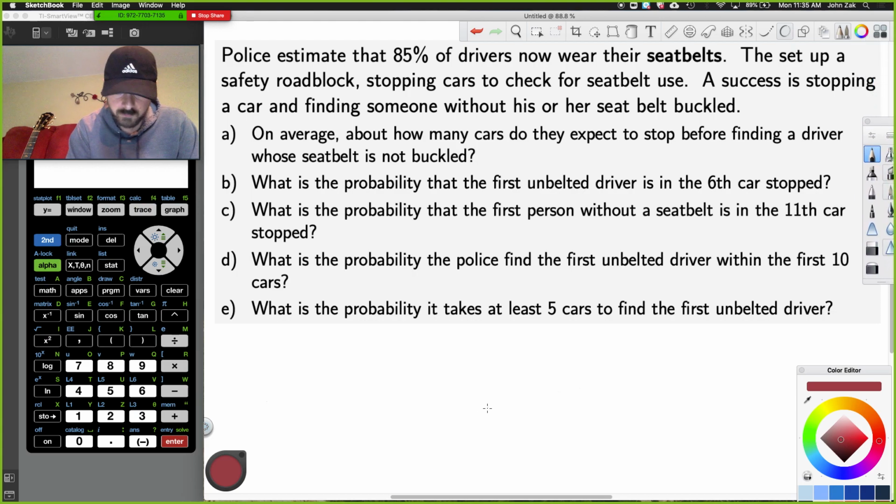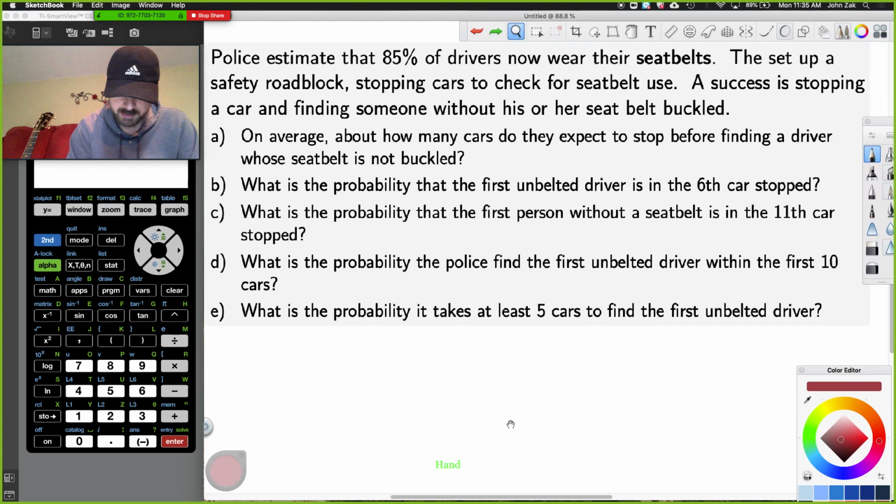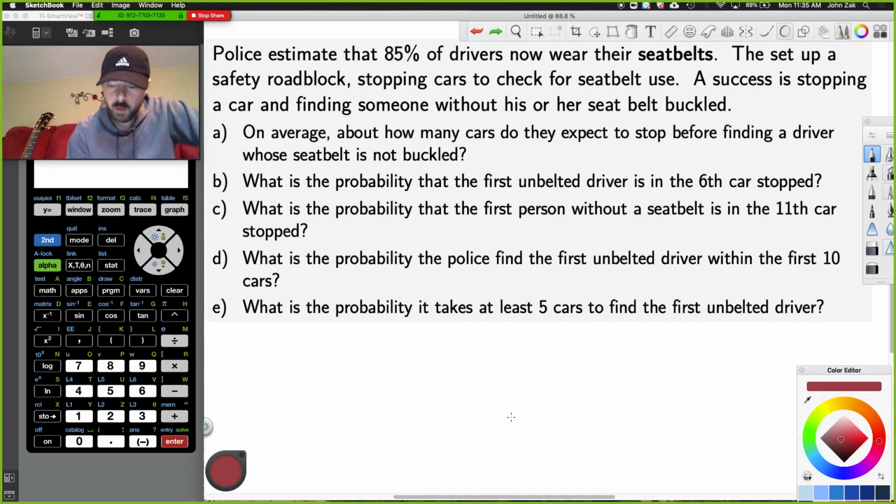All right. So say we have this situation. Say police estimate that 85% of drivers now wear their seatbelts. That's good. Maybe more should, but whatever. They set up a safety roadblock, stopping cars to check for their seatbelt use, right? And a success is stopping a car and finding someone without his or her seatbelt buckled. I don't really find that to be a success, but remember that how you define a success when it comes to the probabilities is really arbitrary. It just depends on finding what you're looking for. And I guess cops are looking for people not wearing their seatbelts.